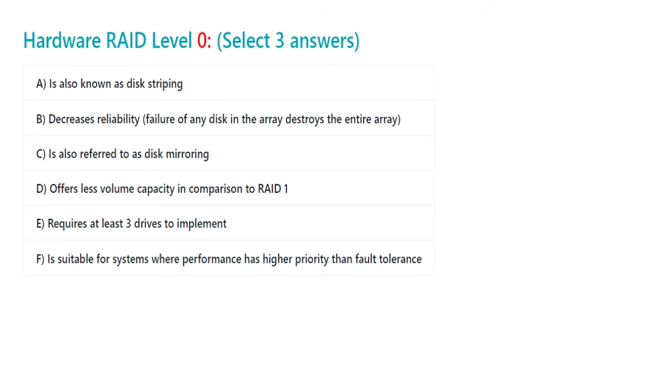Hardware RAID level 0, select 3 answers. A. Is also known as disk striping. B. Decreases reliability. Failure of any disk in the array destroys the entire array. C. Is also referred to as disk mirroring. D. Offers less volume capacity in comparison to RAID 1. E. Requires at least 3 drives to implement. F. Is suitable for systems where performance has higher priority than fault tolerance.